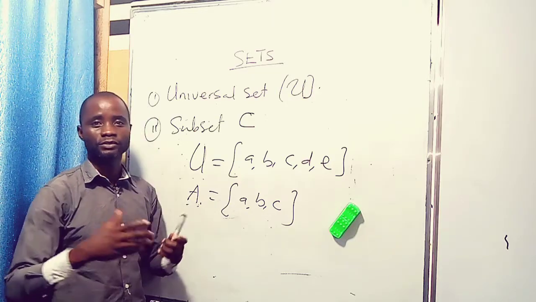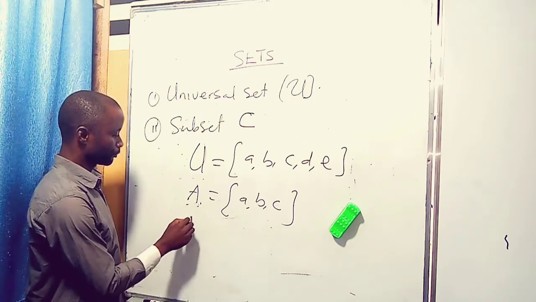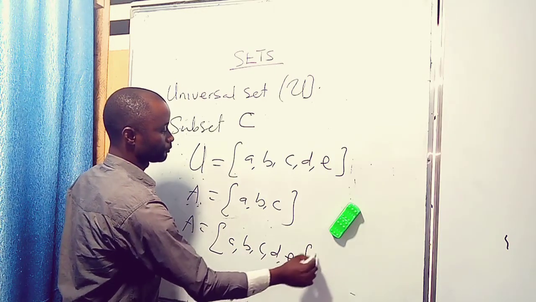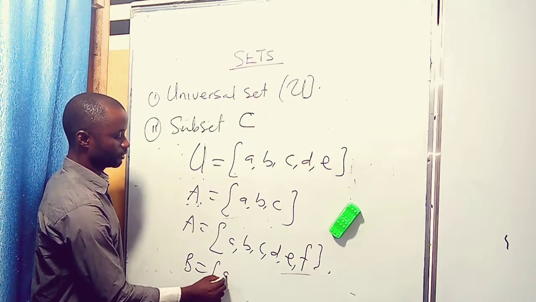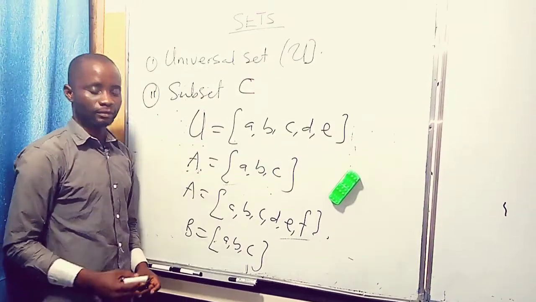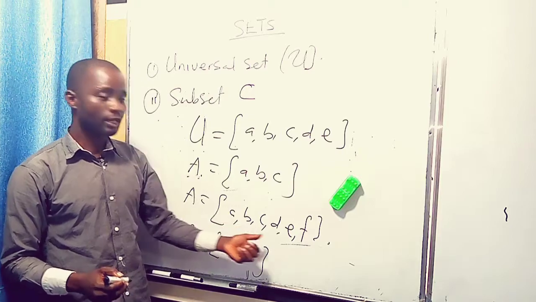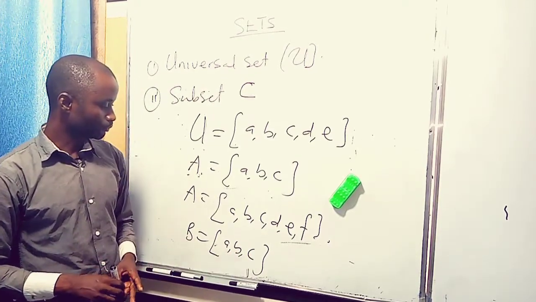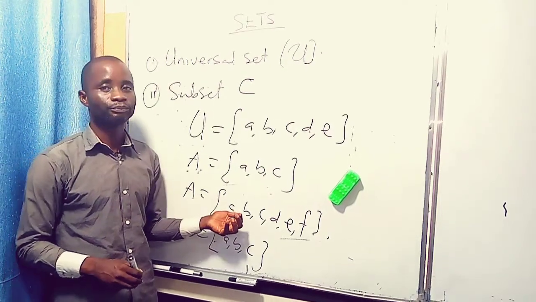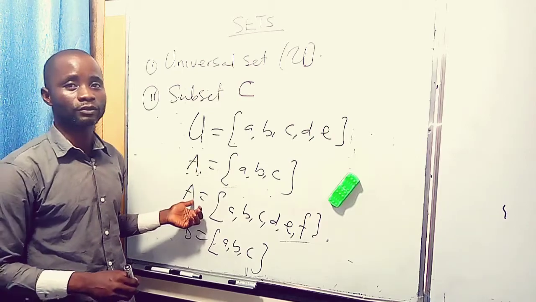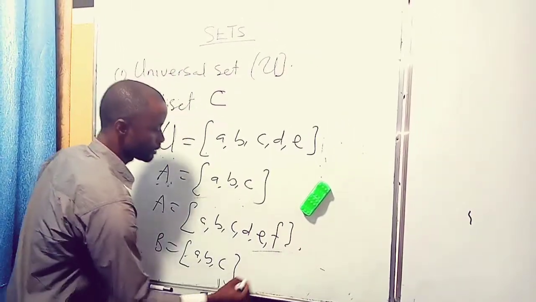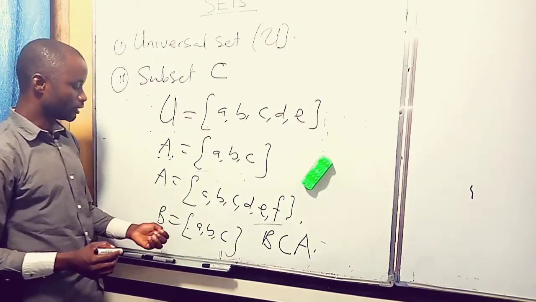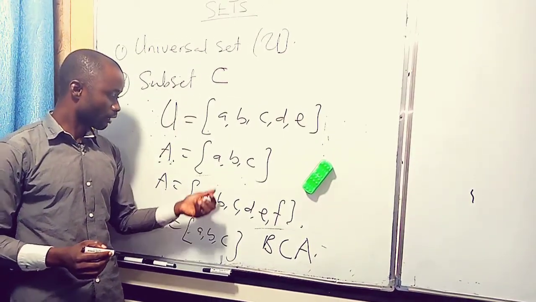Also, you can relate two subsets together. For example, when A is defined as A, B, C, D, E, F, and B is defined as A, B, C. From this angle, the list of all the elements in B is present in A. That shows that B is a subset of A, and then you can put it in this format: B is a subset of A. That is, all the elements that are present in B are all present in A.